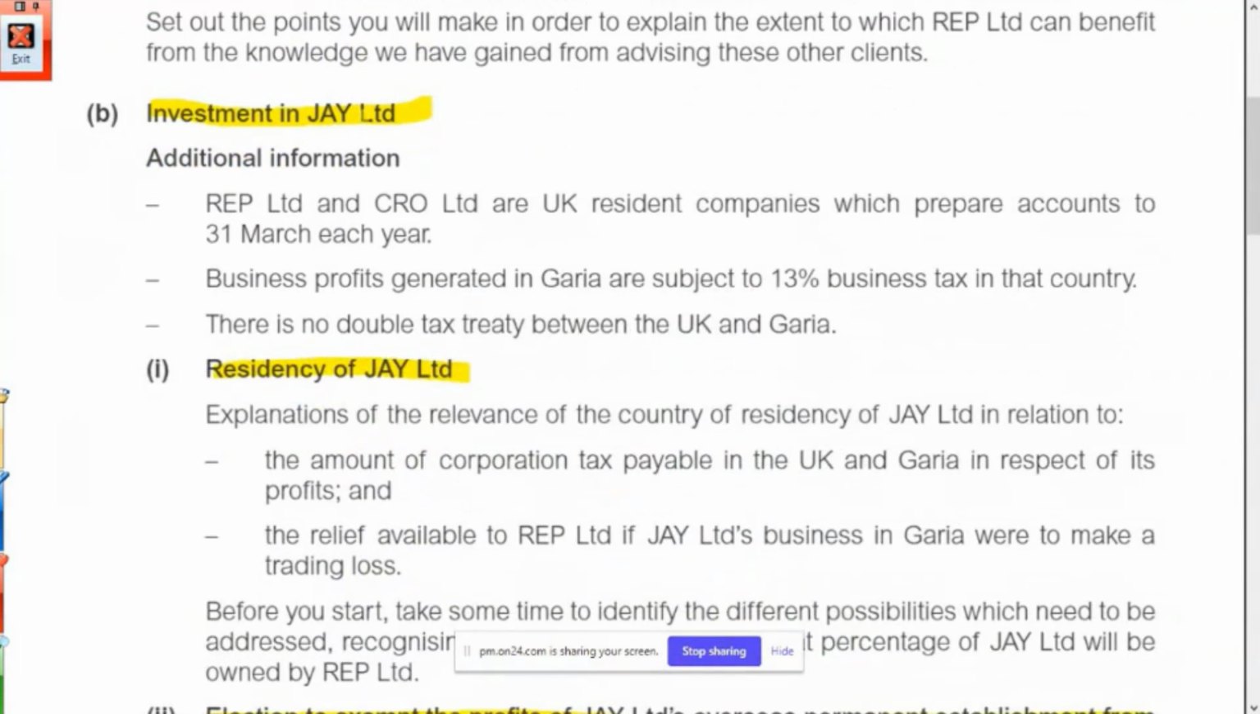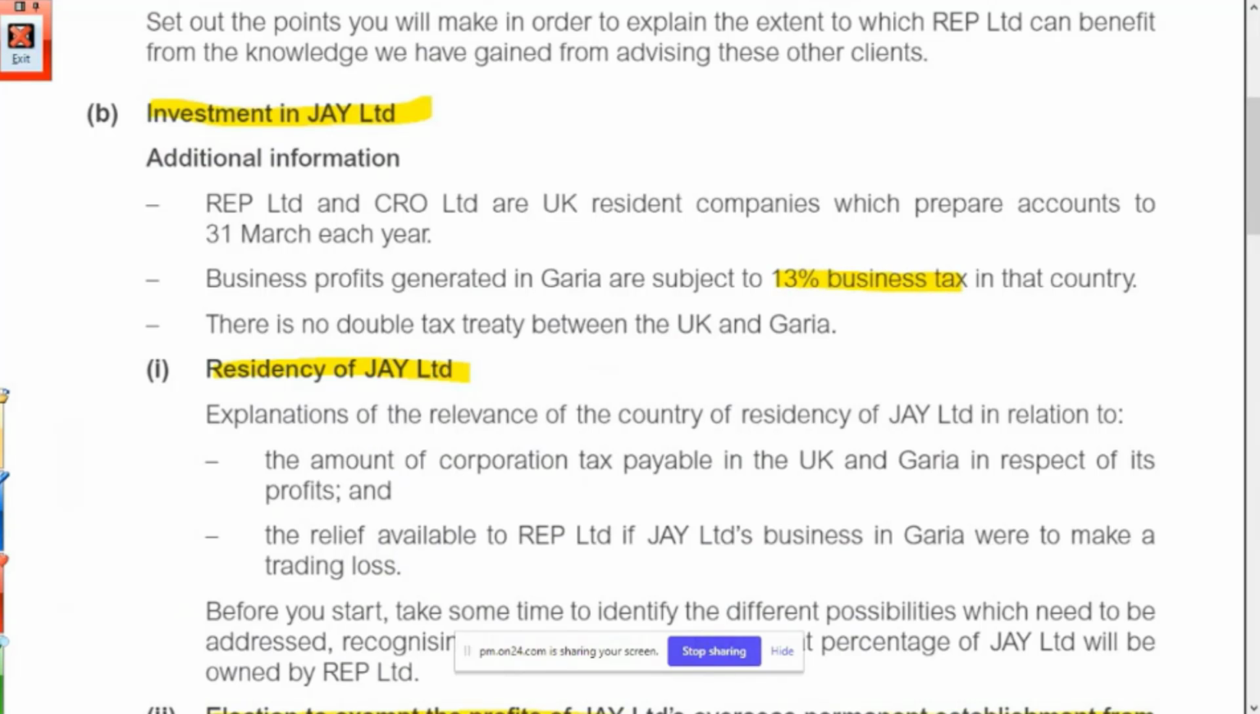Let's go to the investment in J. So REP and CRO are UK resident companies. So one's going to have 20 or 30%, the other the balance. Business profits are subject to 13% local tax, and there's no double tax treaty.